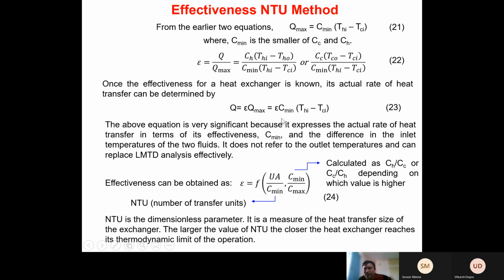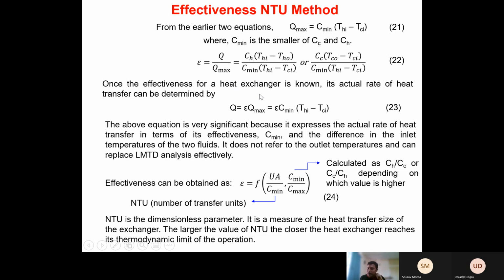So in this equation you can see, unlike the LMTD method, when you are calculating the heat transfer, you require both the terminal temperatures. Here you don't require terminal temperatures. Here Cmin is the specific heat that you can easily get based on the fluid. THI and TCI are the input temperatures. That also you can easily get, because whenever you are designing the particular heat exchanger, you already know the input temperatures.